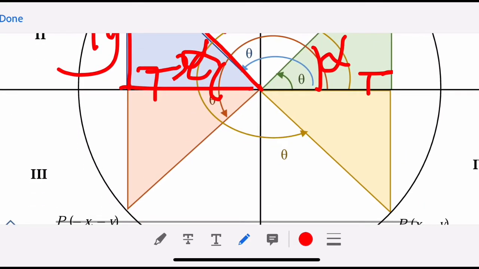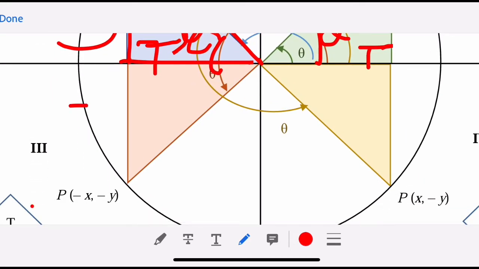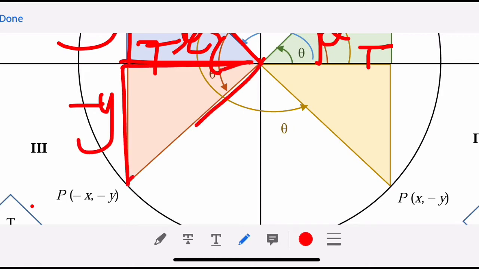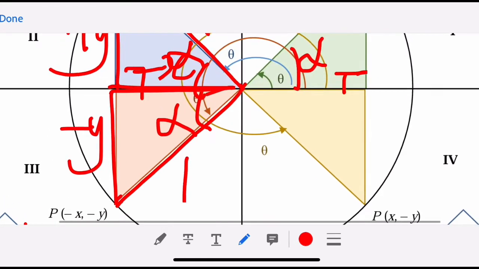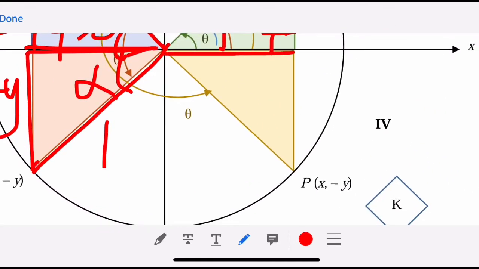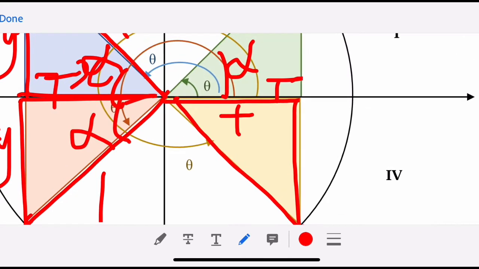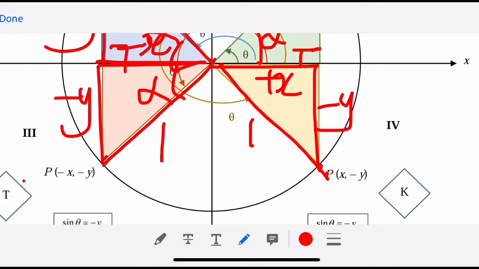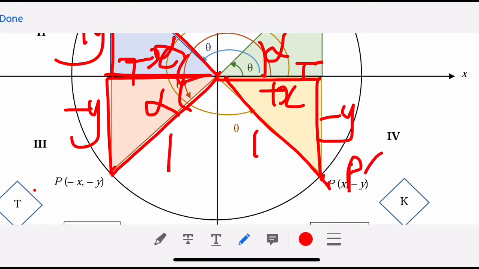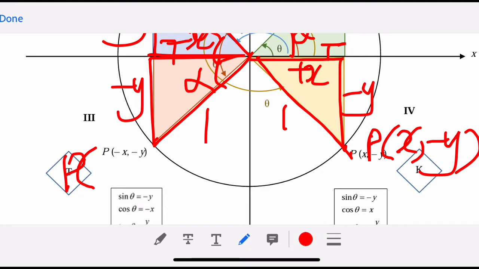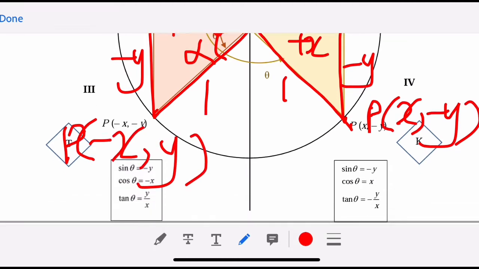And then you have the third quadrant whereby you have negative y here, negative x here, and here still 1, and these are alpha. So that's why your tangent is positive, right? And the fourth quadrant, when you read, your cos is positive, because this is positive x and this is 1 and this is negative y, and then your sine will be negative. So by looking at this, you can say that the positive, negative sign of sine, cos, tangent will change according to the quadrant.